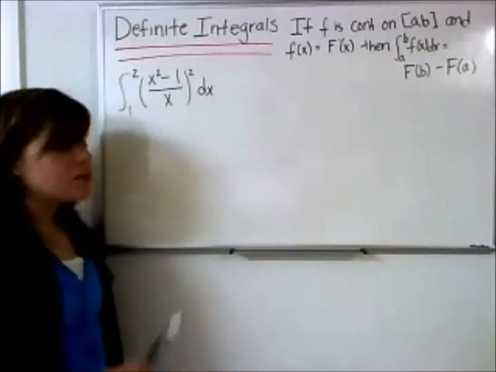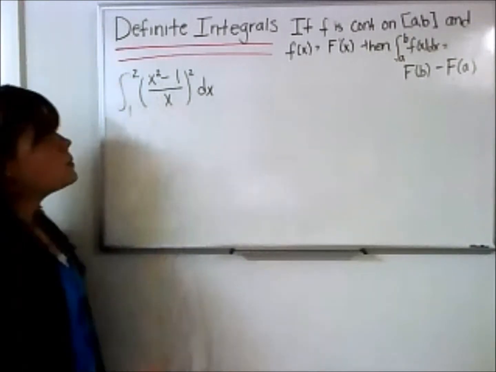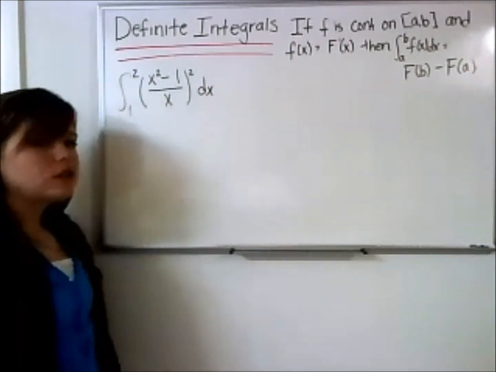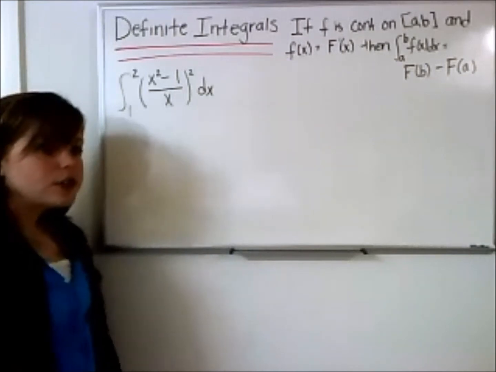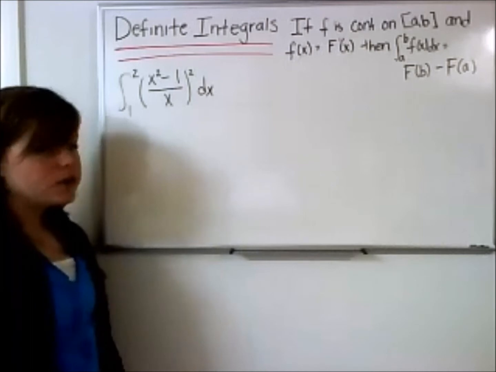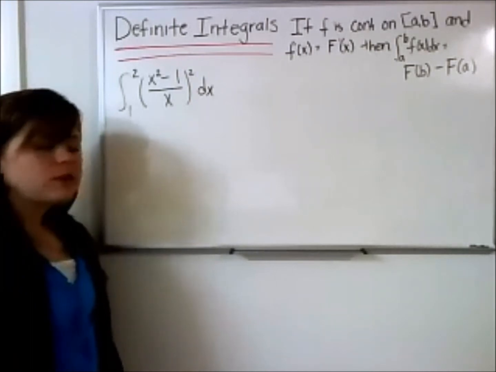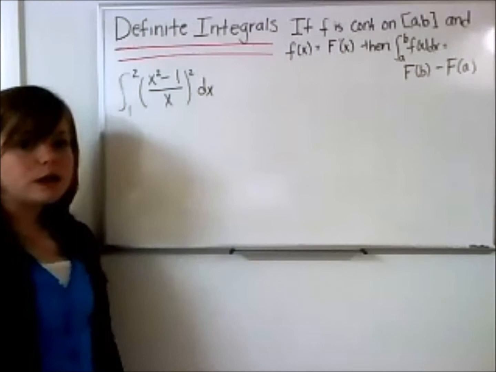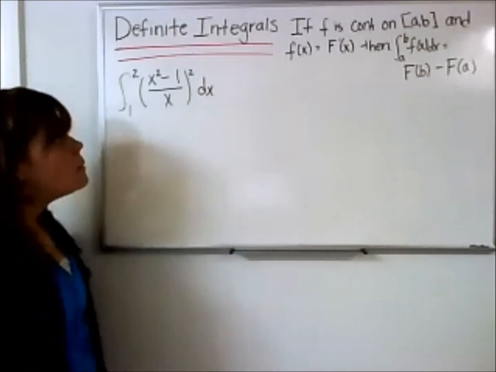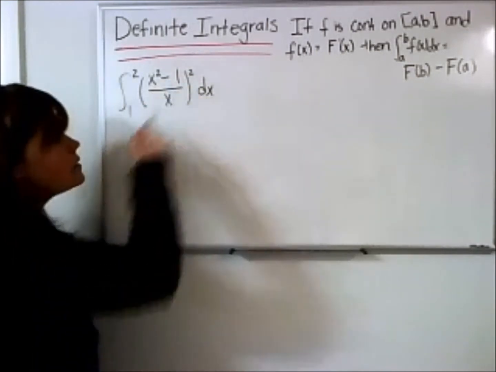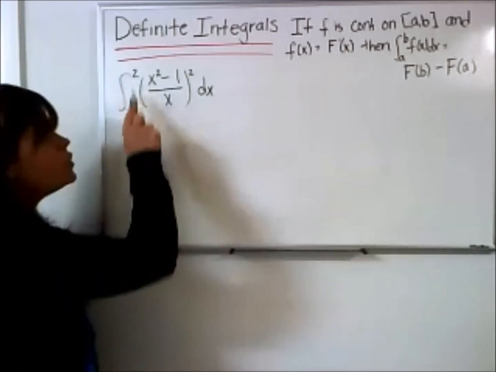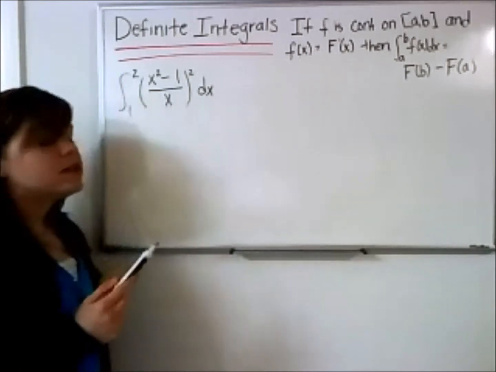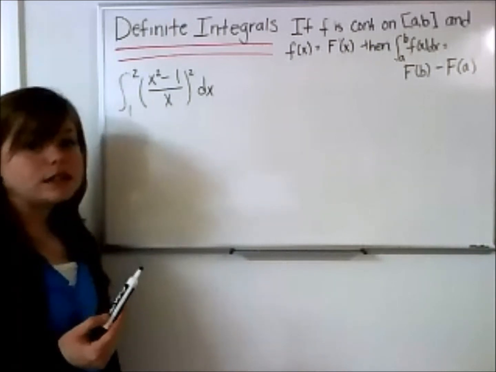So in this example, I have chosen the function x squared minus 1 over x, the quantity squared, and we're going to integrate that on the interval from 1 to 2. Now, the first part of the fundamental theorem that we often forget, especially when we start to learn this, is that this integrand has to be defined, or at least continuous, from 1 to 2. Okay, so every single point. So we can't have anything where it's undefined.